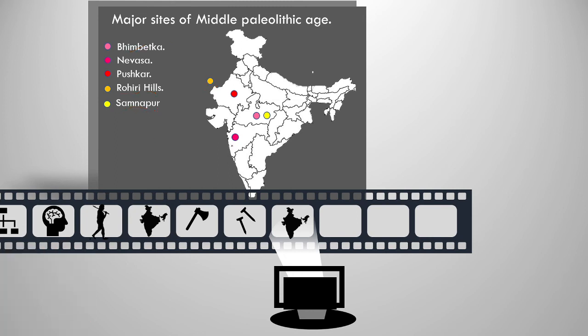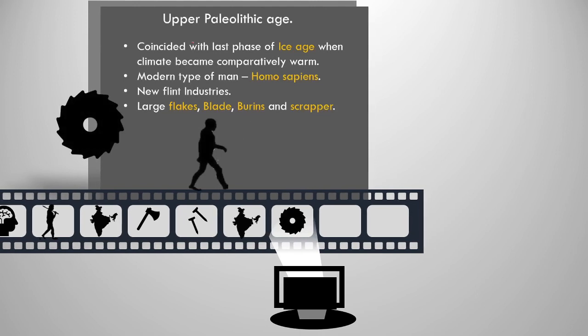Now let's have a look further. Upper Paleolithic age coincides with the last phase of the Ice Age when climate became comparatively warm. The Ice Age was there during the lower Paleolithic age. In upper Paleolithic age, the ice started to decline because it started to become warm, comparatively to the lower Paleolithic age.